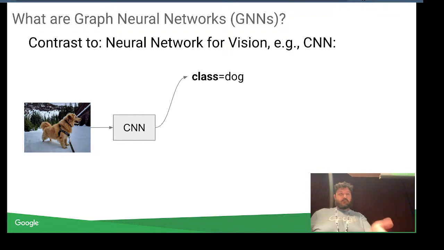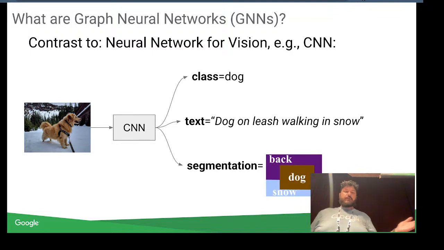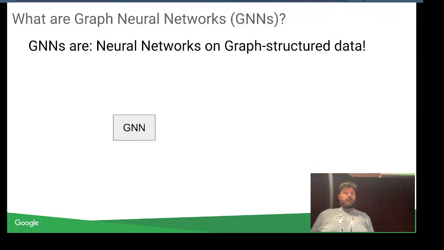Like, we can do a classifier to say, this is a dog picture. We can do captioning, say, oh, this is a golden retriever on a leash walking in the snow. And we can even do stuff like segmentation. So we have a background and some snow on the ground, and then we have our dog in the middle. And all of those tasks are enabled by having this convolutional neural network.